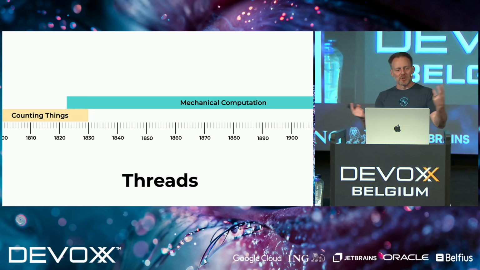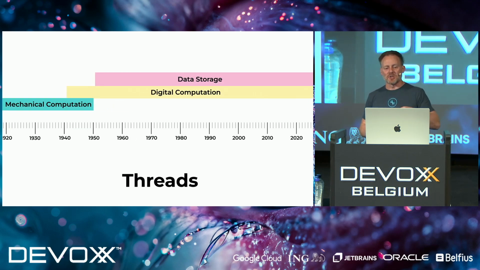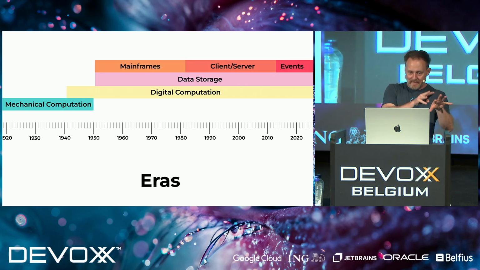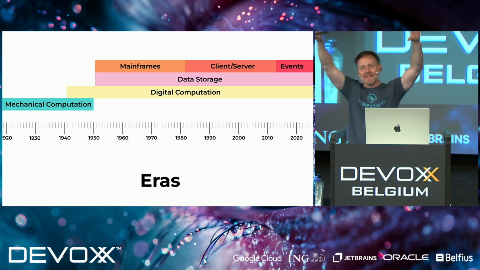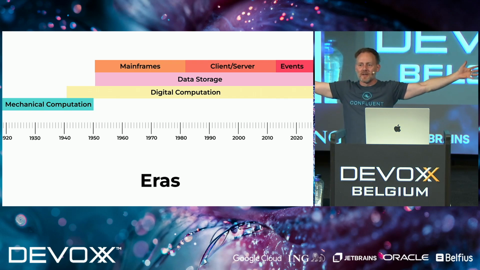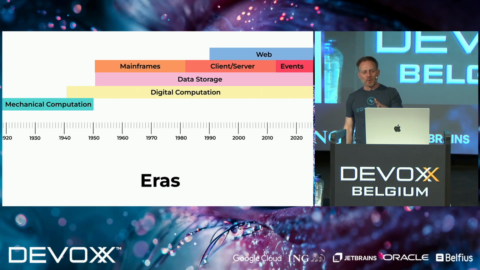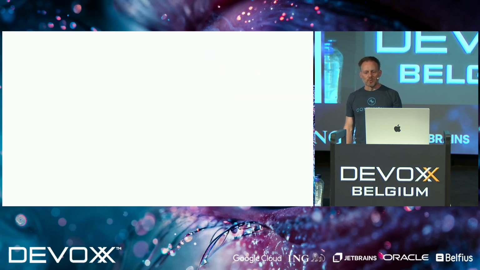And I was talking about trying to collect threads. We had this long period of mechanical computation, then digital computation, and then with data storage on top of that, we had databases emerging. Then on top of that, again, mainframes, client-server, events. I'm asking you to look at these things that are happening over time that all come together to where we are now. Which is what? Where does that bring us?